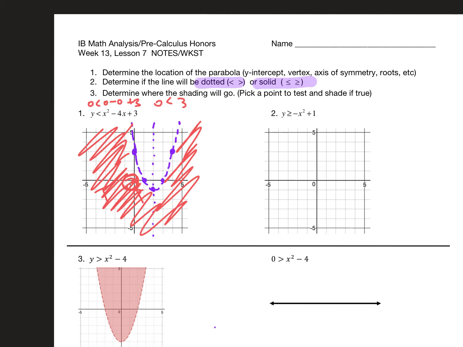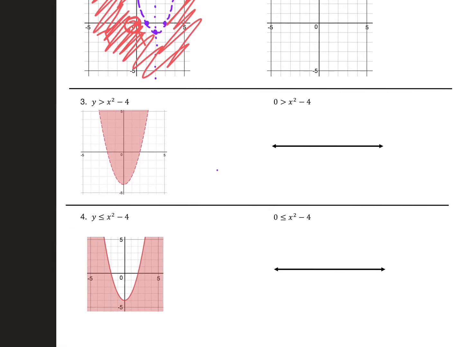Okay, let's try another one. Okay, so I'm going to do number 3. Now number 3, I gave you the picture. Okay, so take a look. This is a parabola that you can see right here. It is dotted. Okay, it's dotted because this doesn't have an equal sign on it. All right, I'm assuming that we tested 0, 0 and it came out to be true, right? And that's why the shading's on the inside.